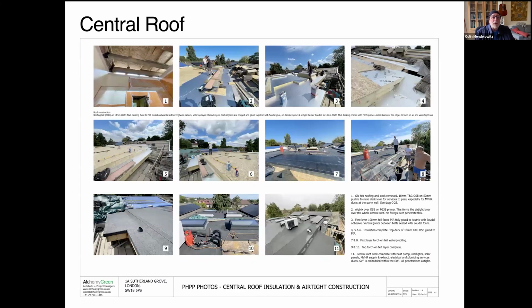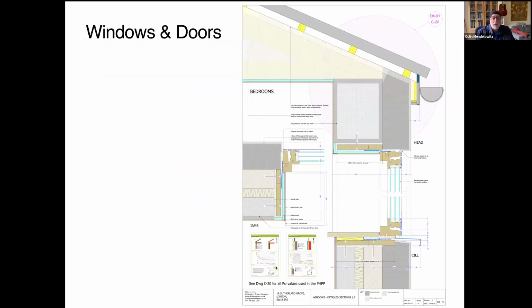I'm going to motor on a bit because we are going quite slow. So the central roof, this shows the Alutrix on the OSB and the layers of insulation being built up. And then the final roof with the air source heat pump and the solar panels. We kept penetrations to a minimum. There are 1, 2, 3, 4 penetrations in the roof, which are all sealed.